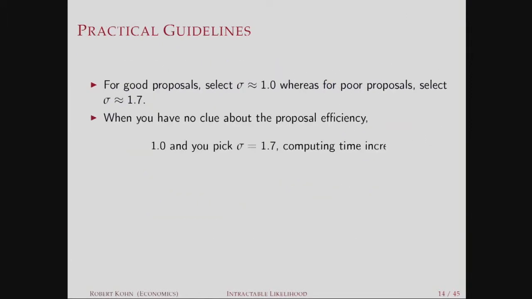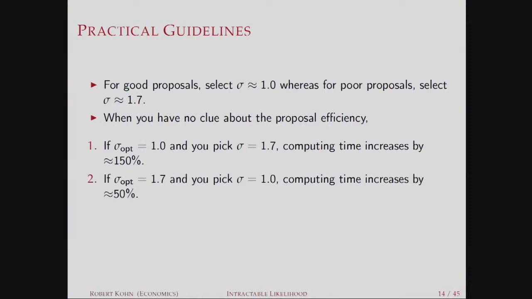The practical guidelines are very simple. At least those are the practical guidelines of 2014, not the ones that might be there at the end of 2015. The practical guidelines are that you select sigma equals 1.0. Sigma is the standard deviation of the log likelihood estimator. When you've got no clue about the proposal, you select sigma equals 1.0. When the proposal is good, you select sigma equals 1.0, and when the proposal is poor, you select sigma equals 1.7. Basically, we're estimating the likelihood unbiasedly. Z is the error in the log likelihood estimator.